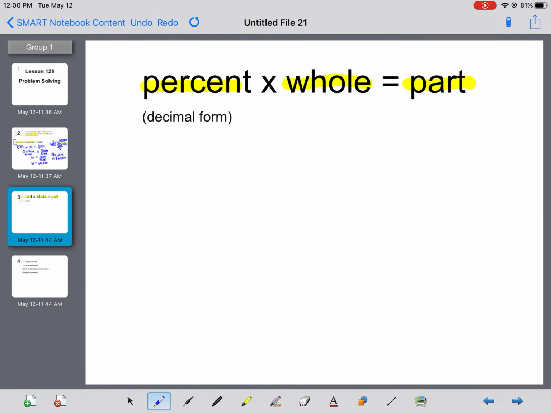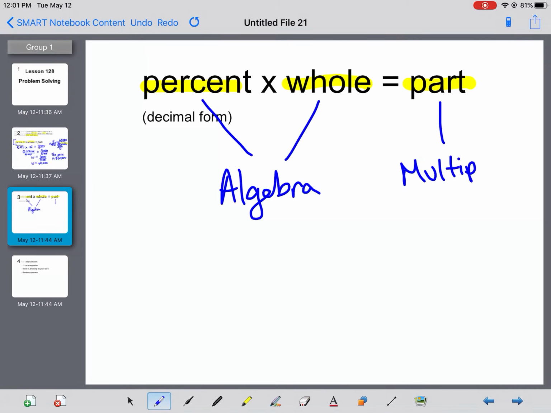And then all you have to remember is that if you're missing either the percent or the whole, you use algebra. And if you're missing the part, we did that, I think, on Monday, where we found the percent of a number. All you have to do is just multiply. Right, you can just take your decimal form of your percent and multiply it by the whole number, and you come up with the part. All right, so keep those things in mind.